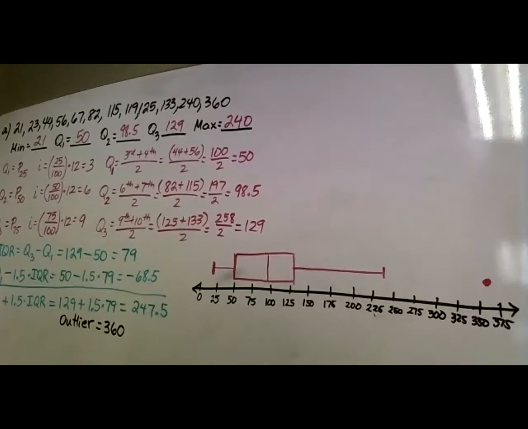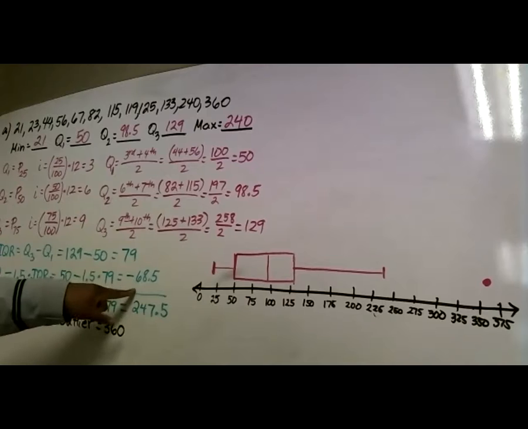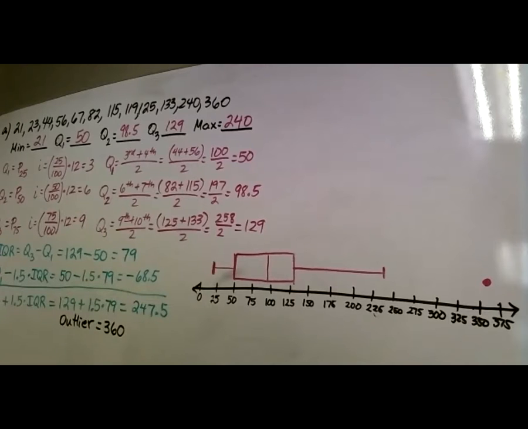How many outliers can you have before it starts shifting the box? I don't think there's any limit to how many outliers you can have. It all depends upon what your IQR is on the low end and on the high end, but unusually high or unusually low values. Any questions about part A?